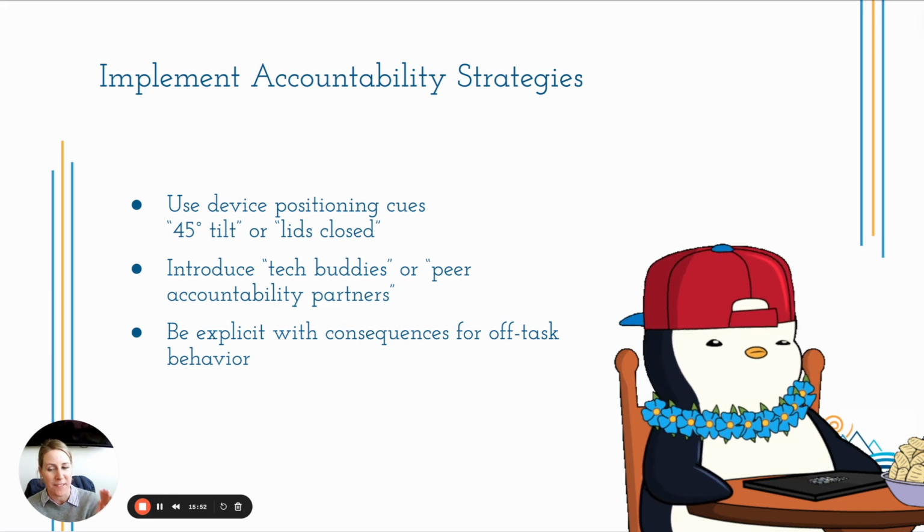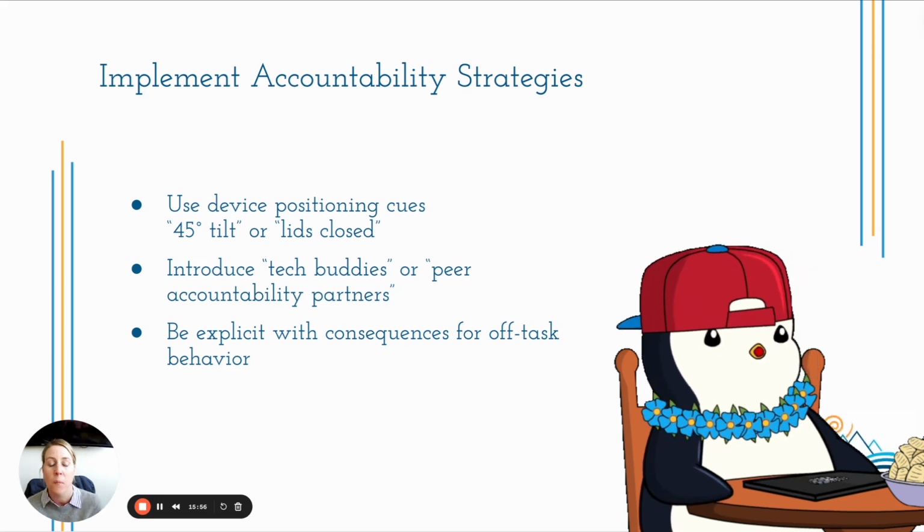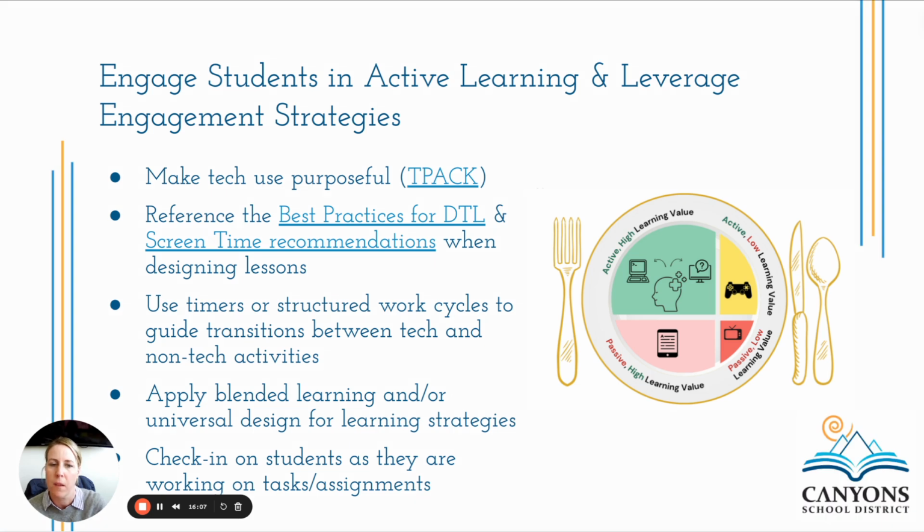And once again, I'm going to relay you back to those responsible use guidelines. Ensure students know, if you're found breaking some of these rules, here's what the consequence is for that. And then once again, being consistent and explicit with those consequences. And then the last strategy is just to engage students in active learning and leverage the engagement strategies. I would be very cautious about the free time you provide for tech use, because it tends to be the free time.